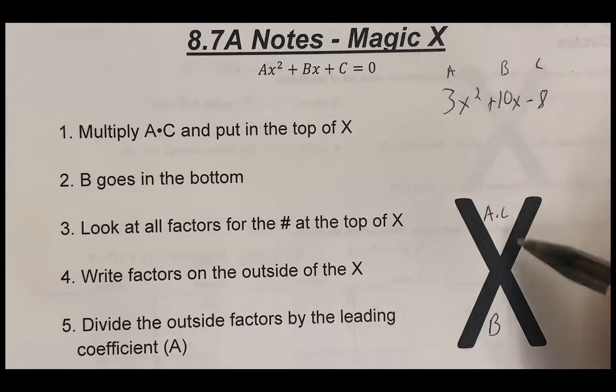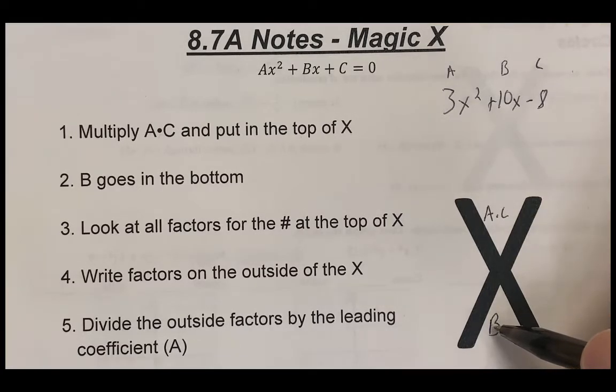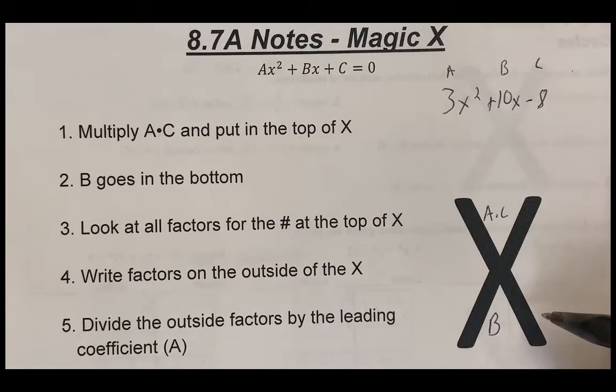And then what we're going to do is list all the factors of A times C, and there's one pair that's going to multiply to get to A times C, but then add to get to B. And that's what we're looking for. And we'll put those on the side of the X and do some more stuff with those.